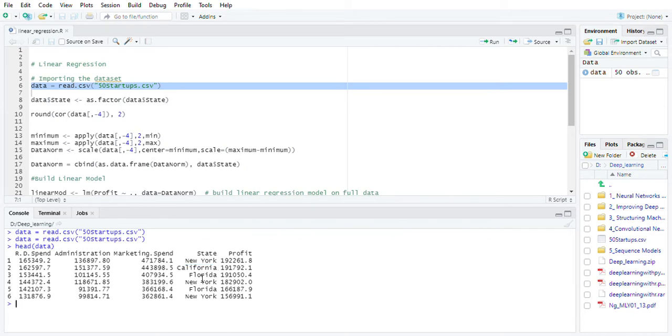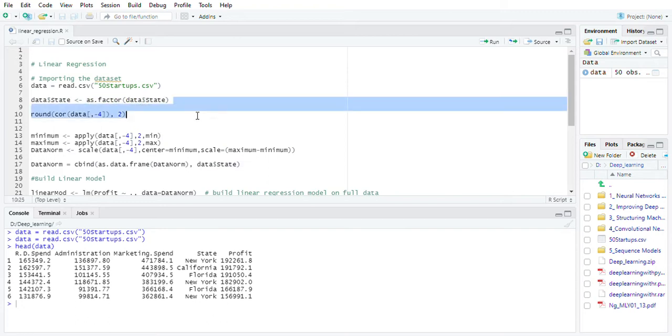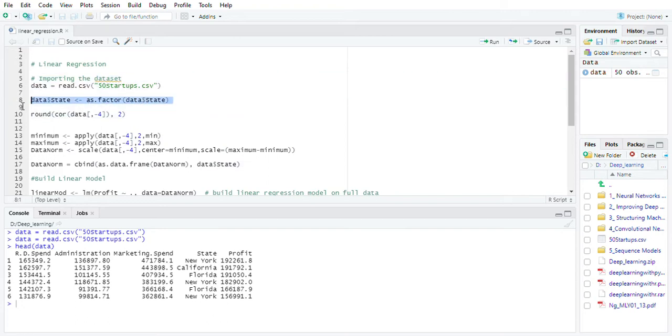So before using the data set, we have to convert it to factorial. Factorial means it's like an integer. You may be familiar with this dollar sign. This dollar sign is to show you the columns, which are here. For example, we have 5 columns.